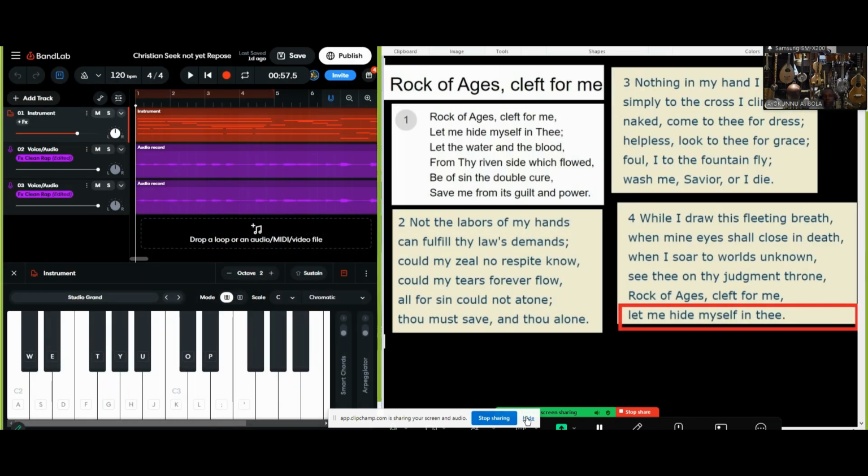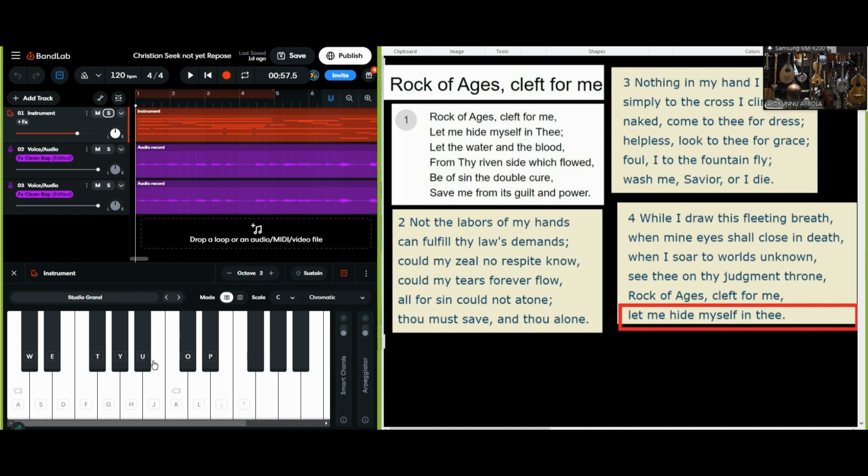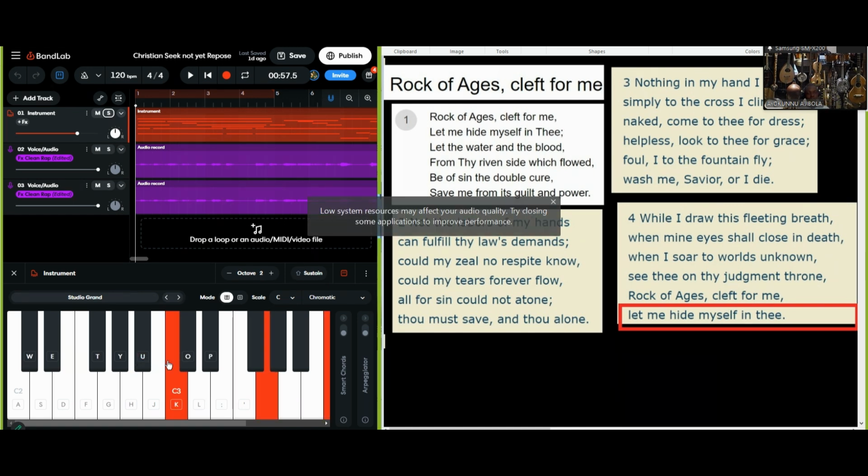Rock of Ages cleft for me, so just listen, okay? Okay. So when I'm through, you're going to try as well.